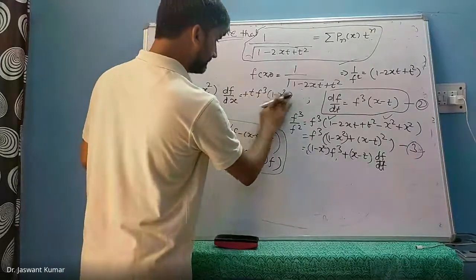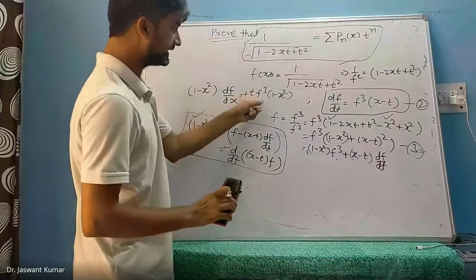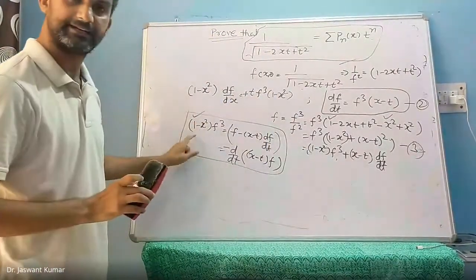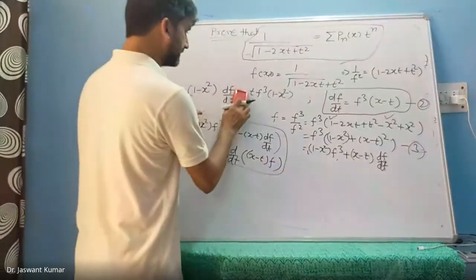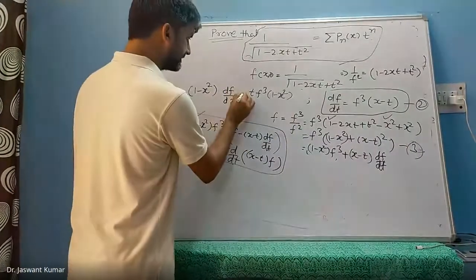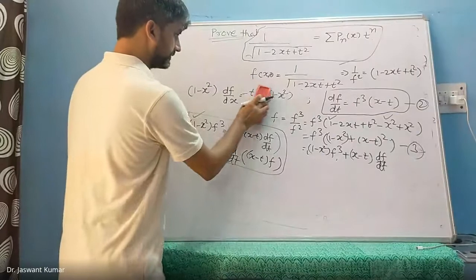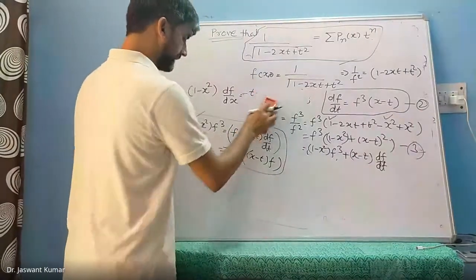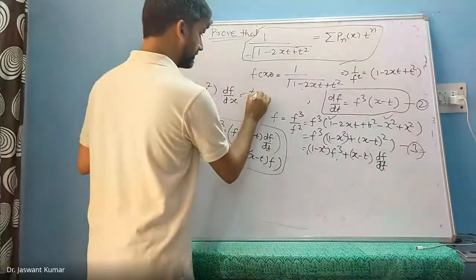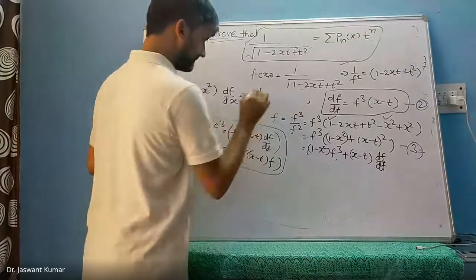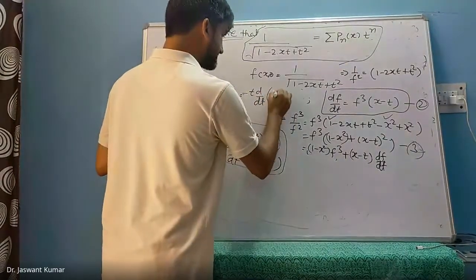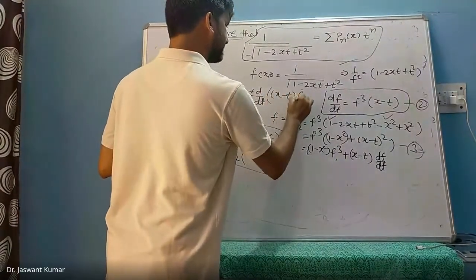Yes, sir. So once you multiply it by 1 minus x square, then 1 minus x square times f cube can be written from here. And this can be written as minus d by dt of x minus t times f.